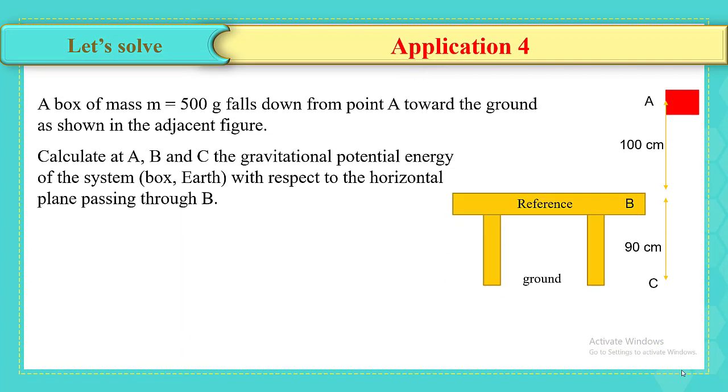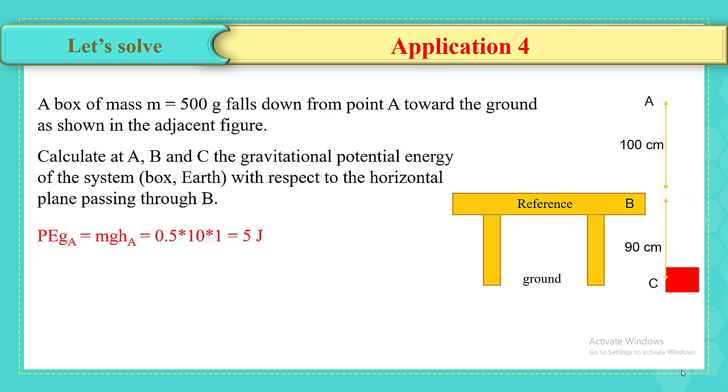Let's solve the following application. We have a box of mass m equal to 500 gram falling down from point A toward point C. We have to calculate the gravitational potential energy of the system box-Earth at points A, B, and C with respect to the horizontal plane passing through B.